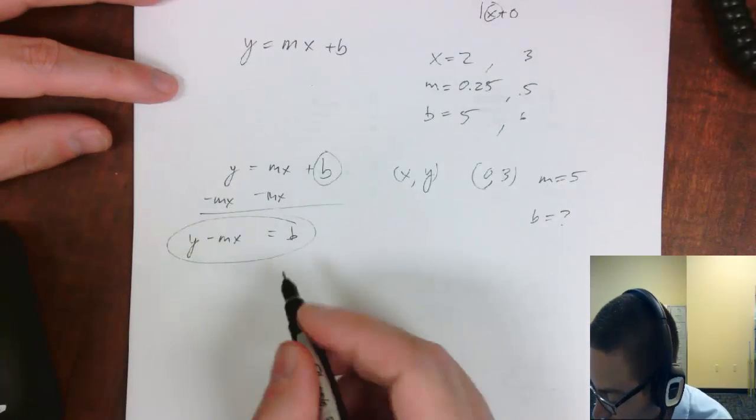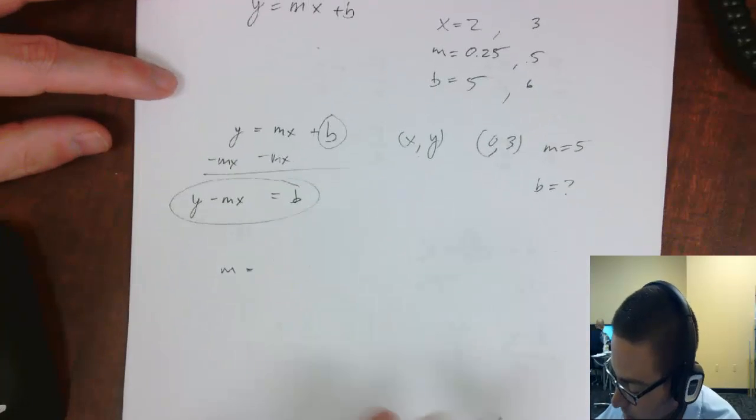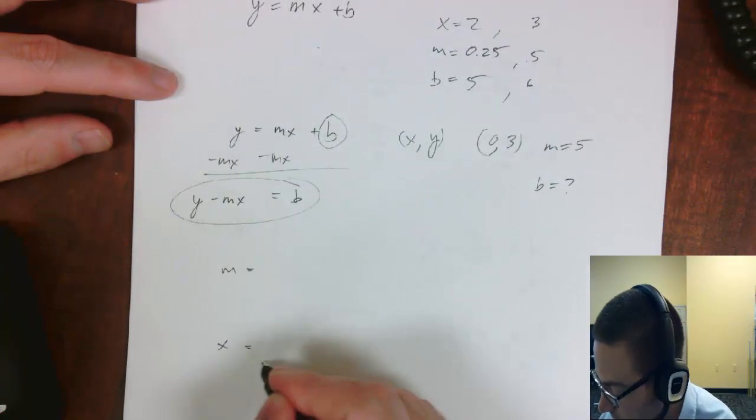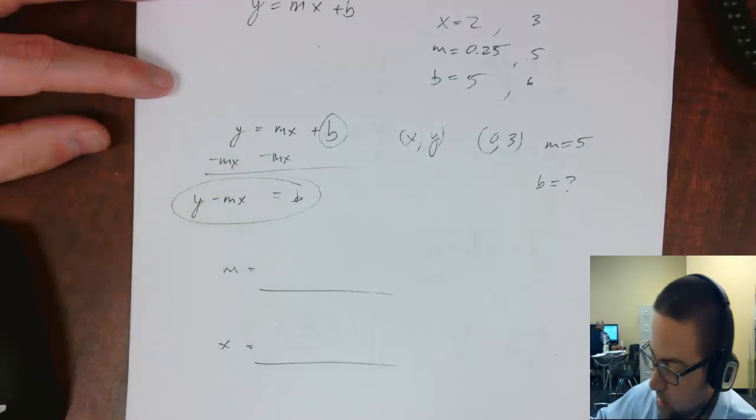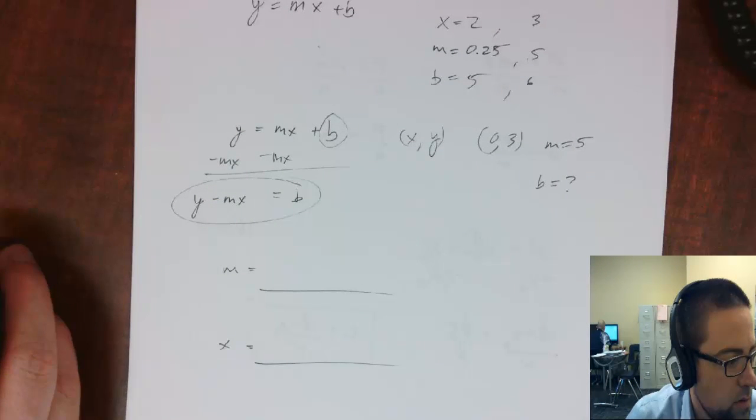Now, we'll leave it up as an exercise for you to solve for m, to get it by itself, and to solve for x, get it by itself. Okay, and then I'm going to build a little cat function to do those two.